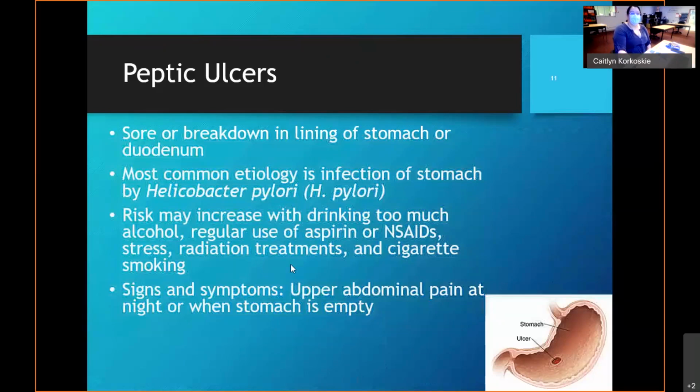And again, like I said, stress is a big cause of getting an ulcer. And certain radiation treatments, and then of course smoking is going to be another risk factor for ulcers. And that can also be an ulcer in the esophagus as well. So a lot of times this person will have a lot of stomach pain or pain when their stomach is empty, and then also might have some acid reflux or heartburn with this.